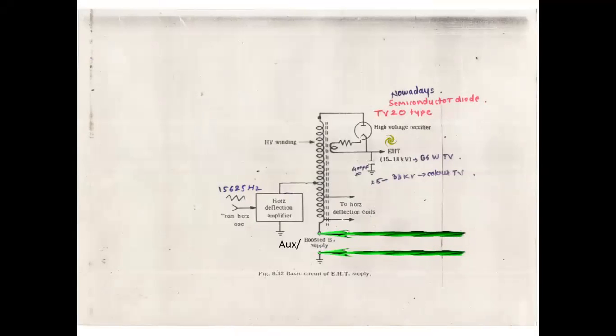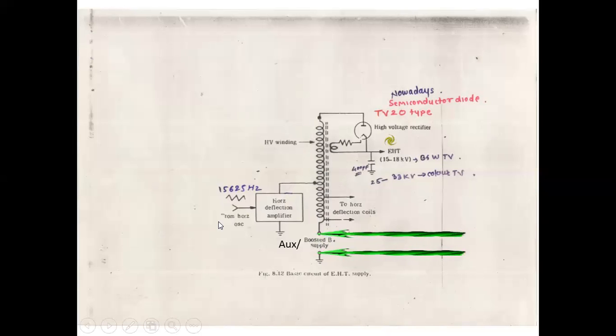See, all of you give attention. This is the circuitry which I have shown as the extra high tension circuitry. What is it? The output of 15625 hertz from this H oscillator is given to the transformer. This transformer is nothing but the extra high tension transformer, where the primary turns are very few and the secondary turns are huge. So what is happening with this transformer?